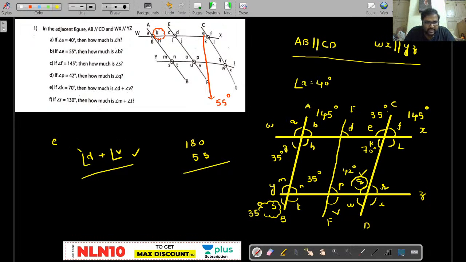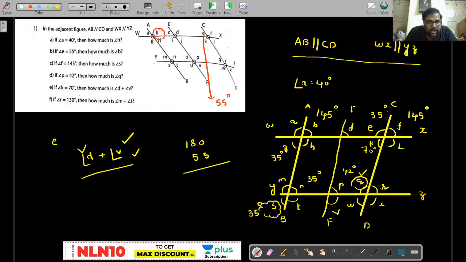Can you say the exact angle of D and exact angle of V? You cannot say it because there is no relationship between E and F, AB and CD. So respective angles cannot be determined, but you can say the sum of the angles because angles on the same side externally will be equal to 180. Very good, very good. Now come to F point.